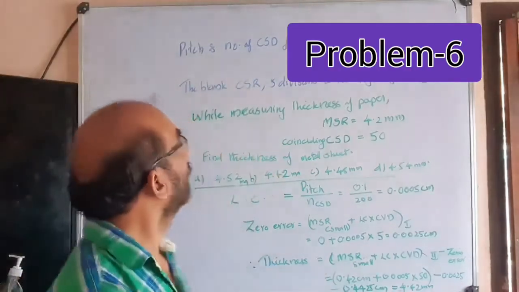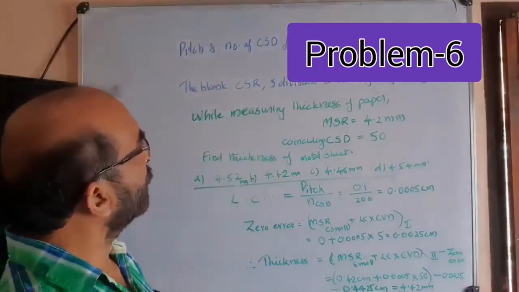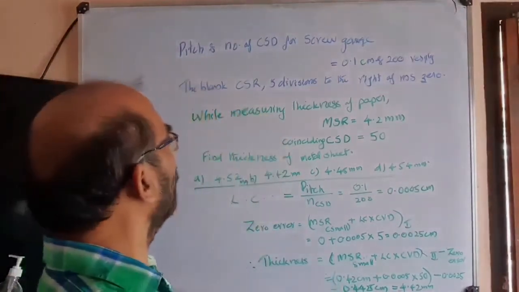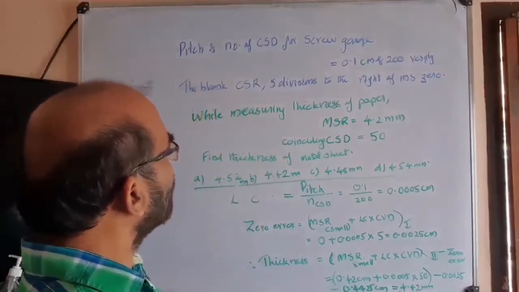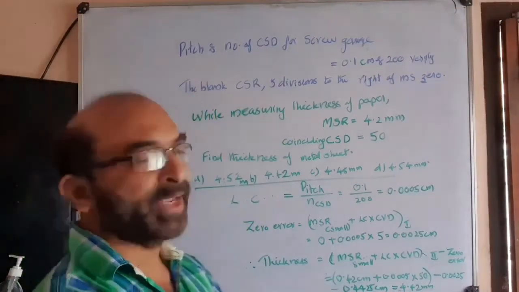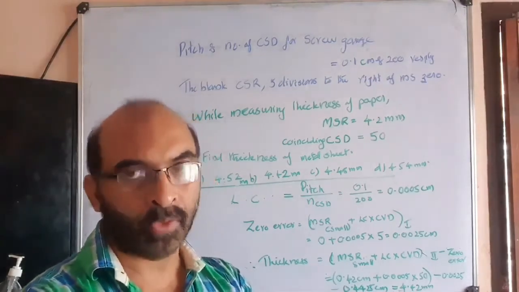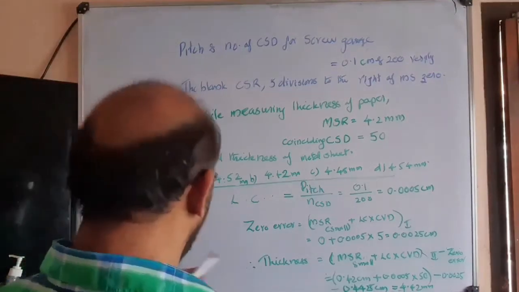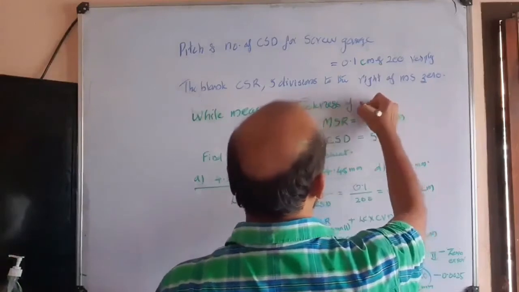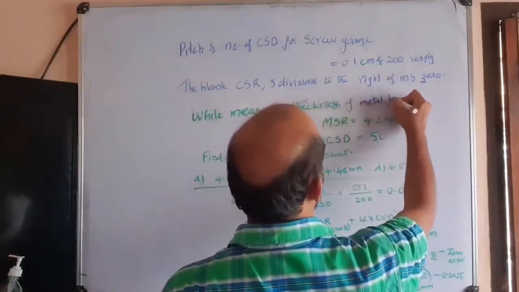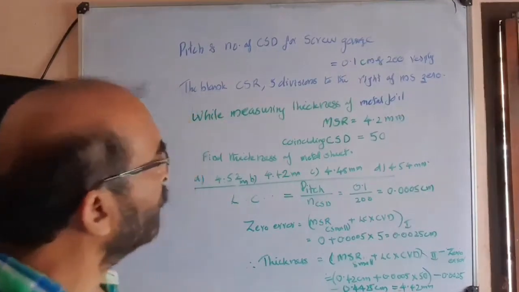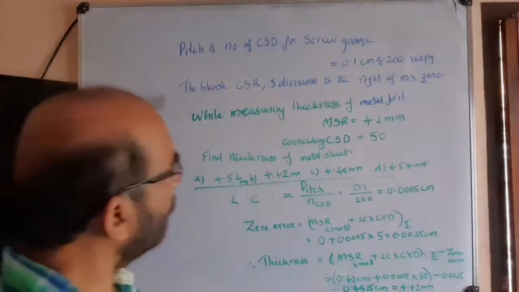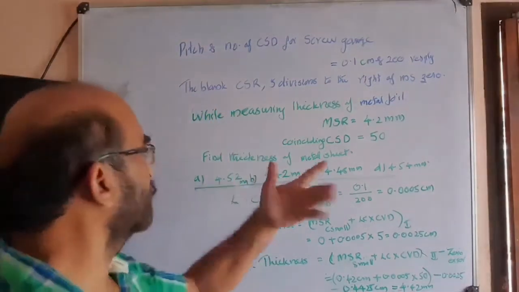The next problem. Pitch and number of circular scale divisions for a screw gauge are 0.1 centimeter and 200 respectively. The blank circular scale reading is 5 divisions to the right of main scale 0, so it involves zero error and zero correction. While measuring the thickness of a metal foil, the main scale reading is 4.2 millimeter and the coinciding circular division is 50. Find the thickness of that metal sheet. Okay, 4 values are given.